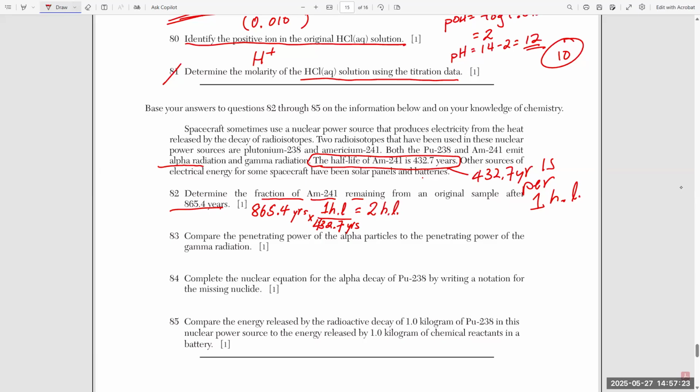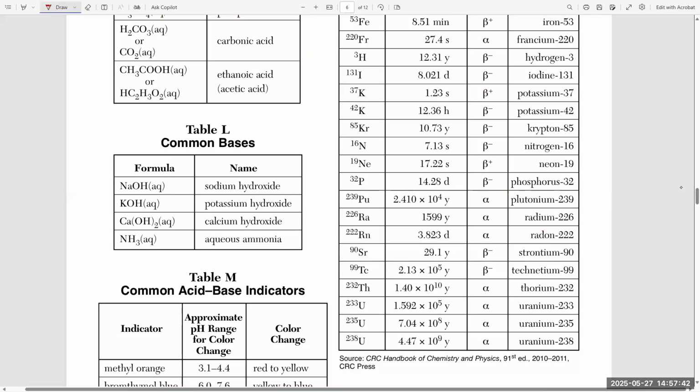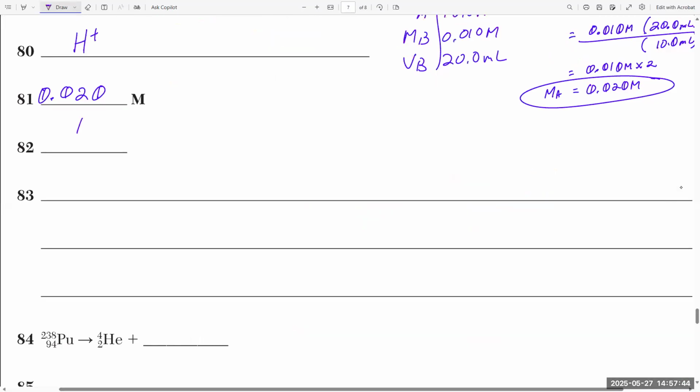What does that mean? That means you take a bite twice, right? So let's go. You start with 1. After one half-life, you end up with half. After the second half-life, you have half of half, which is a quarter. That's your answer, right? So the answer is 1/4.